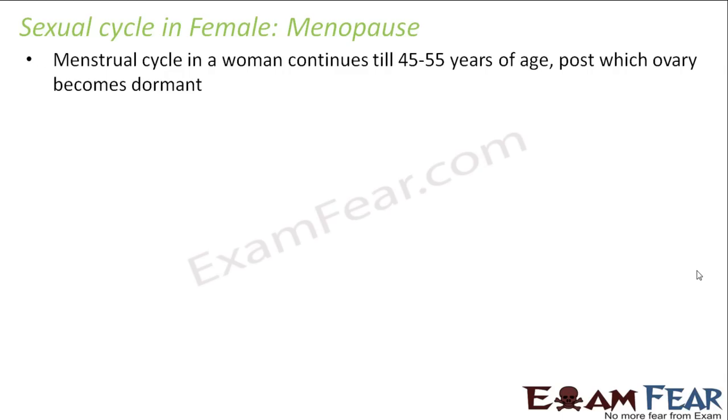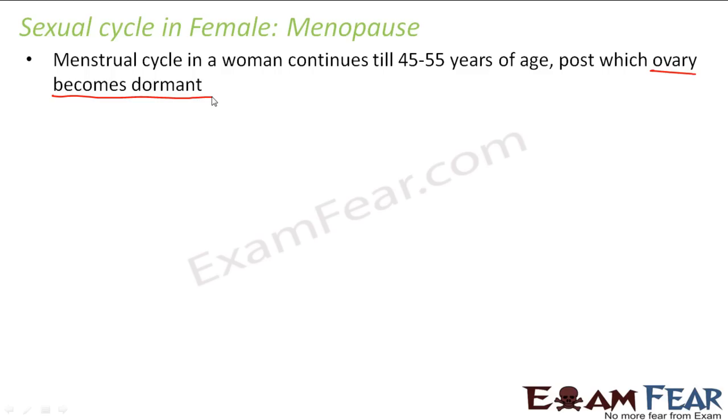Now, the menstrual cycle in a woman continues till 45 to 55 years of age, after which the ovary becomes dormant. That means the ovary of any female will remain active only till around 55 years of age. When does the ovary start producing mature eggs? When the woman is in her teens, maybe around 13 years old. And the ovary will be active till the woman is 45 to 55 years of age. After that, the ovary is not going to produce any eggs. So only this much duration is the time period when the woman is capable of reproduction.